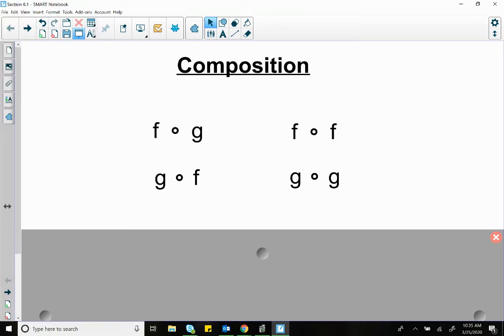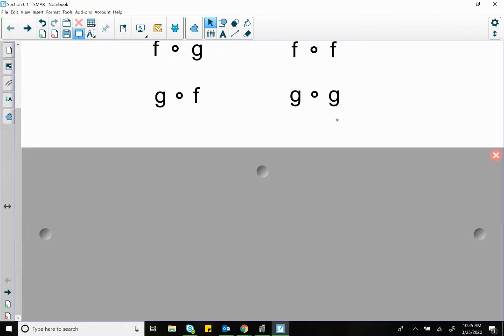So basically all composition is, again, just like what I said, we're going to take this first function here, g, and we're going to plug it into f. So f is what I consider the second function, g is what I consider the first function. And the same thing with all the other ones. G is the first function and the second function in this one.